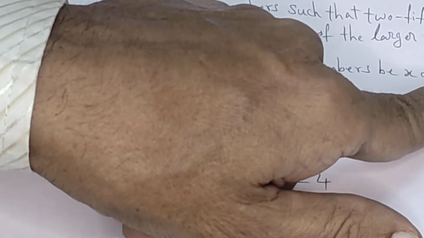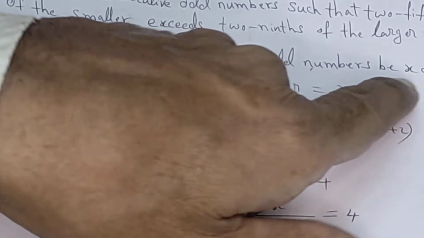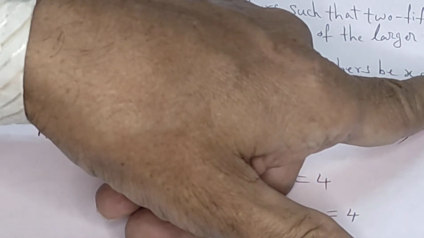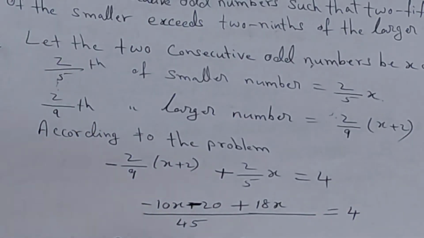Why did I choose x and x plus 2? Because they are consecutive odd numbers. Suppose x is 1. What would the other number be? 1 plus 2, which is 3. Supposing this is 3, that would be 3 plus 2, which is 5. So I get consecutive odd numbers.